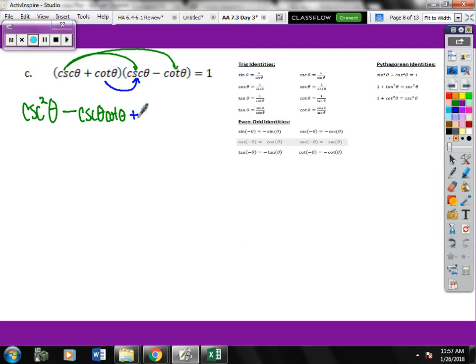Now again, I would not write it as cotangent cosecant because you may not see these as like terms. I would put it in the same order that you have the other one. Because multiplication is commutative, you can do it in either order, it doesn't matter. So I put cosecant cotangent. And then we have positive cotangent times a negative cotangent, which would be a minus cotangent squared theta. And then I'll just bring down my equal sign, equals 1.